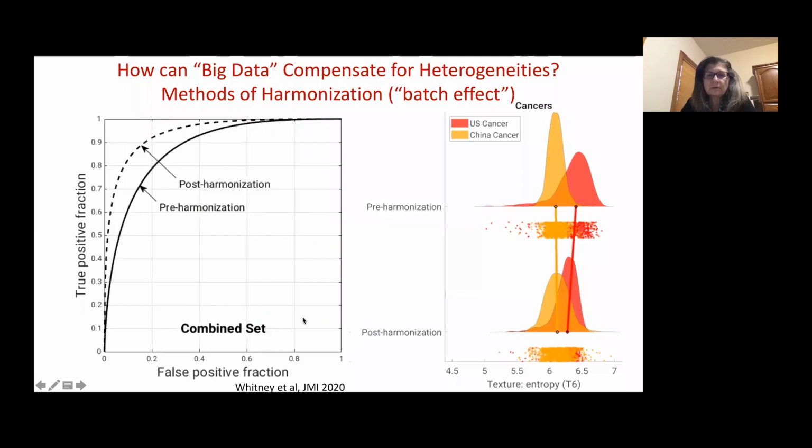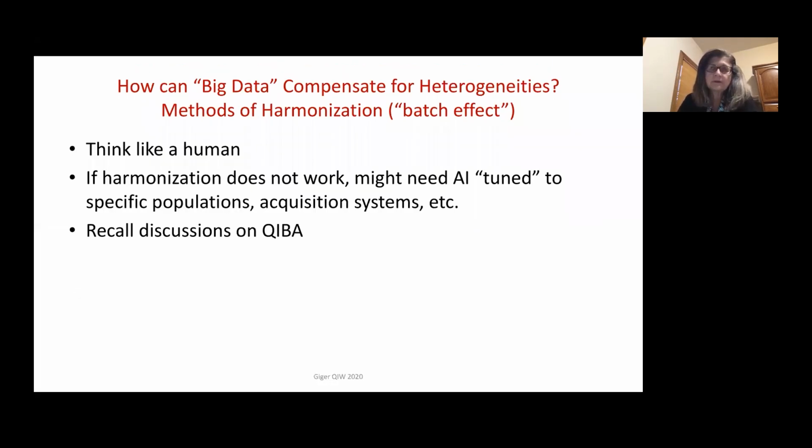But how does this affect performance? Well, she showed that if you do this and then retrain, the pre-harmonization to the post-harmonization improves the classification ability. Now, this was in malignant and benign breast images, but it shows that you can do some harmonization of features. And in this case, potentially, would you have one algorithm for both institutions? Well, she's still checking on that because perhaps harmonization might not work. And you might need AI tuned to specific populations, specific institutions, specific acquisition systems.